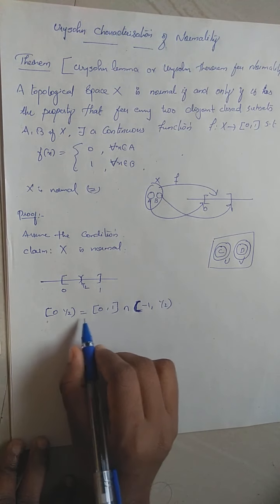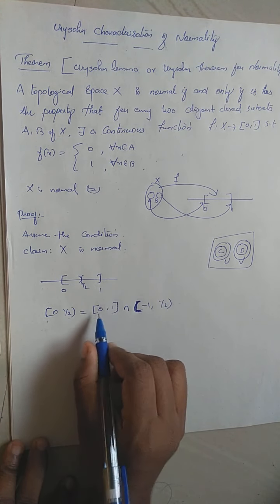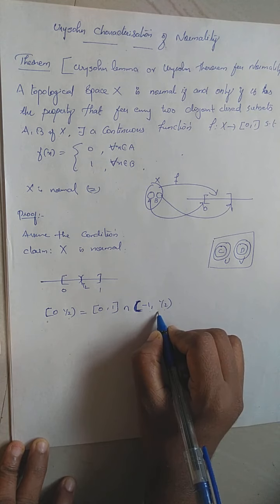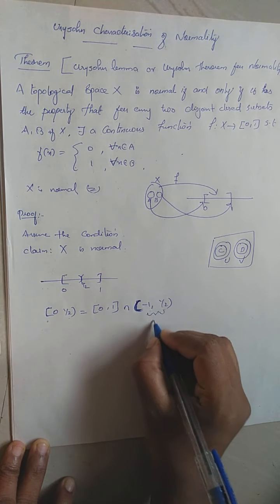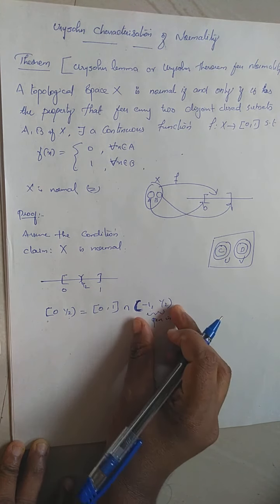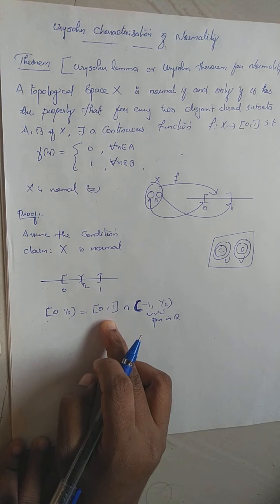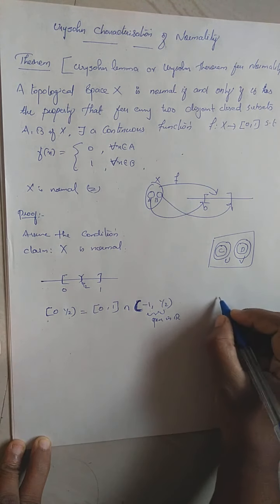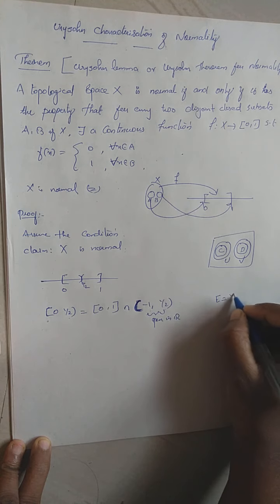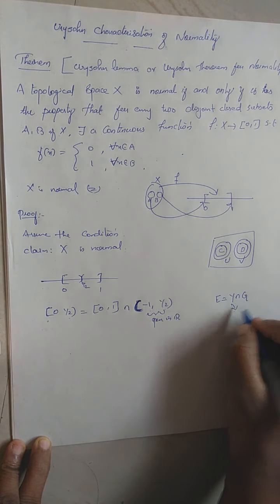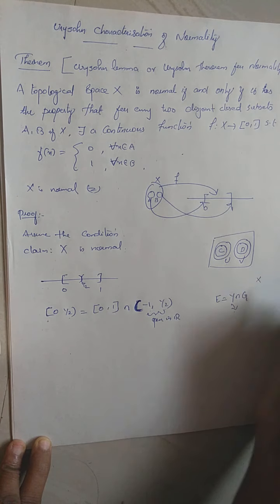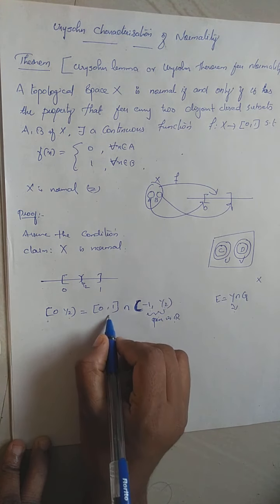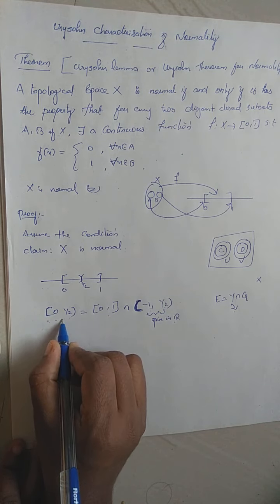So when you consider this set, it can be represented by the closed interval [0, 1] intersection the open interval (-1, 1/2), which is clearly an open set in the real line with the usual topology, right? An open set intersected with the closed interval [0, 1] will be an open set in the subspace topology of [0, 1]. By the definition of subspace topology, a set E is open if and only if E can be written as Y intersection G, where Y is the subspace and G is an open subset of the whole space. Here the open interval (-1, 1/2) is an open set in the real line with the usual topology. Then, if you consider the closed interval [0, 1] as Y, this set is an open set in the subspace [0, 1].